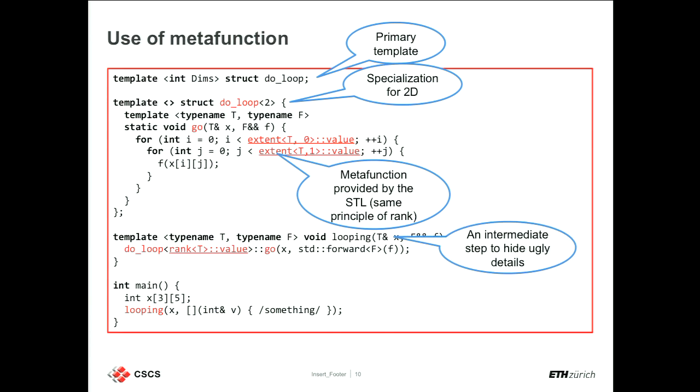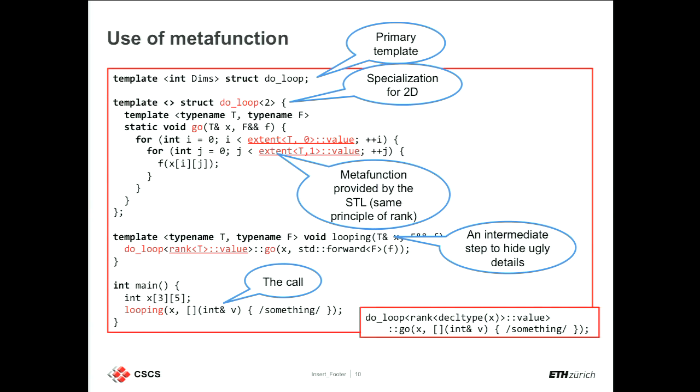This is an intermediate step that hides the ugly details, right? The call is actually like this: do loop, rank, t, value, go, x, etc. It's quite ugly. If I want to write the same thing in main, I can use it directly. I can do a do loop, rank of decltype of x, because it's not the rank of x, it's the decltype of the type of x. Then I do colon colon value to get the value of the rank. And then I do colon colon go. And so I go with the static member function, and I pass x, the data and the function.